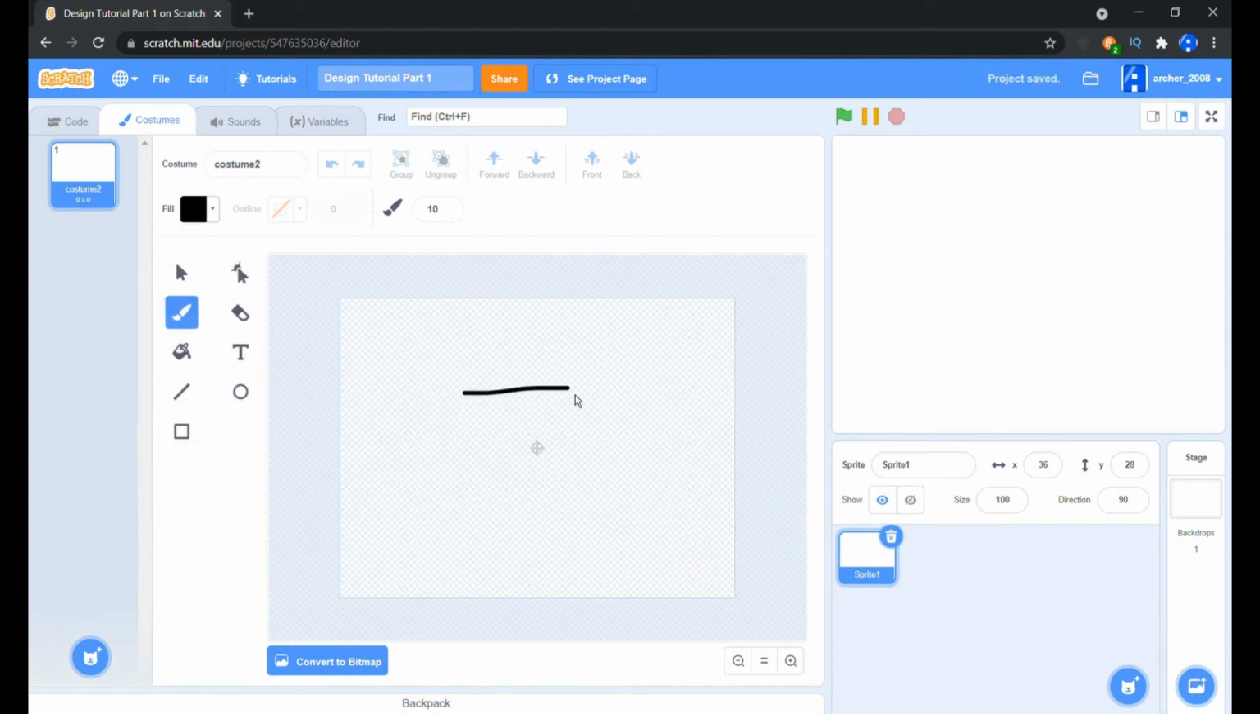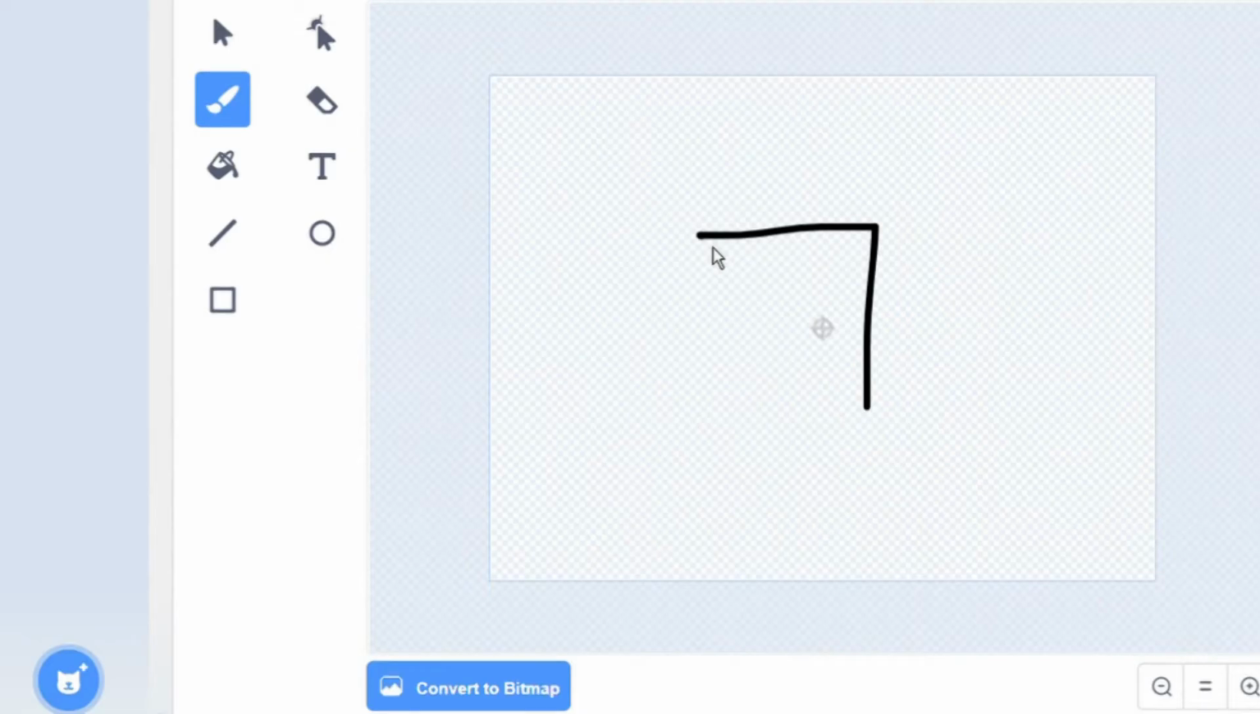Okay, let me draw a chair. A cute little chair for Scratch Cat. Here it goes. Just a few strokes, shades, and done.